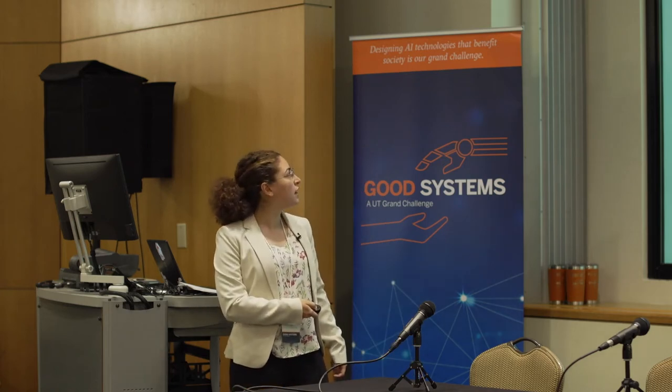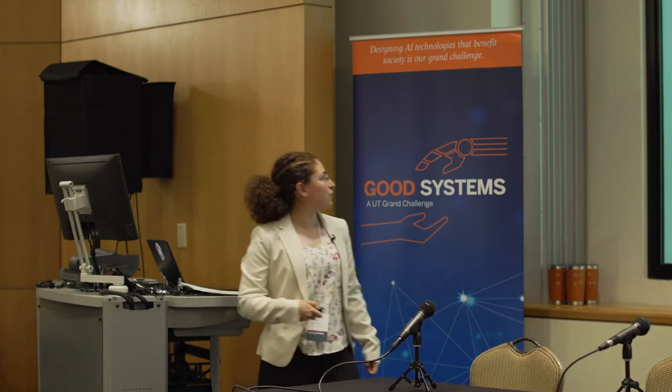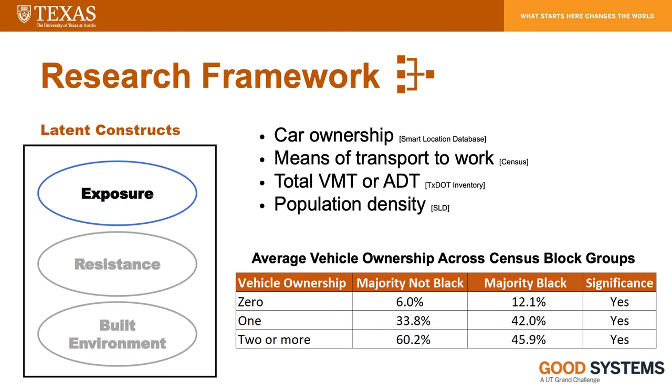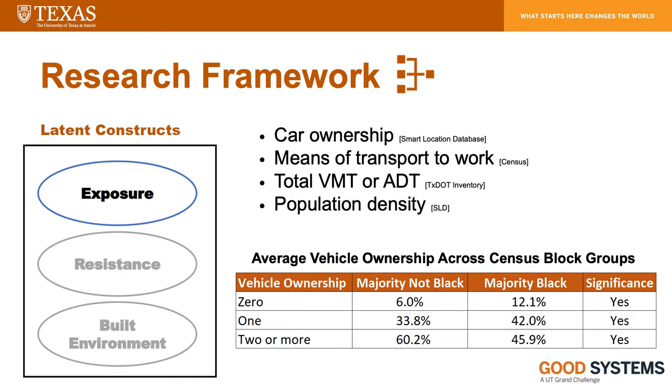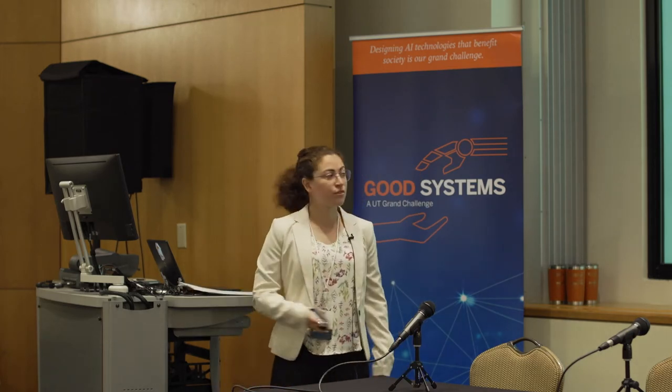And going back to our factors, exposure variables can include car ownership, modes of transportation, traffic volume, population density. And here I'm showing that, for example, in majority not black block groups, 6% of the population owns zero vehicles, while 12% of the majority black block groups own zero vehicles. And this is a significant difference. Owning fewer vehicles makes you more likely to be a pedestrian and increases your exposure to crashes.